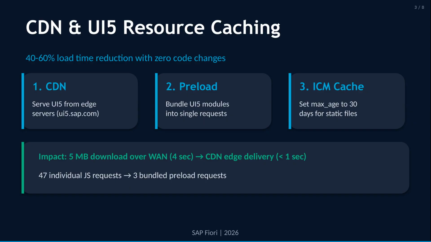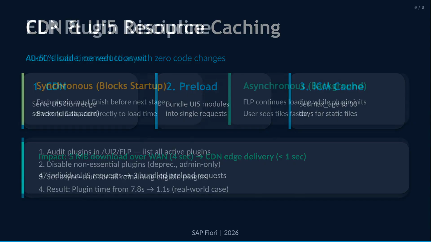Third, configure proper cache control headers on your Internet Communication Manager, or ICM. Set the ICM/HTTP/max_age parameter to at least 30 days for static resources. These 3 changes alone can cut initial load time by 40 to 60%. Exact percentage improvement varies by network topology and should be validated per landscape.